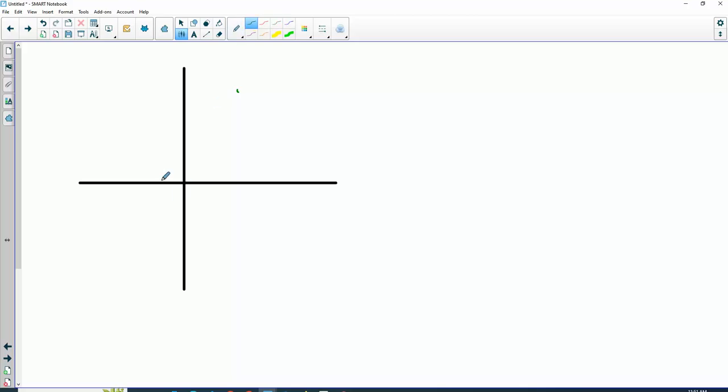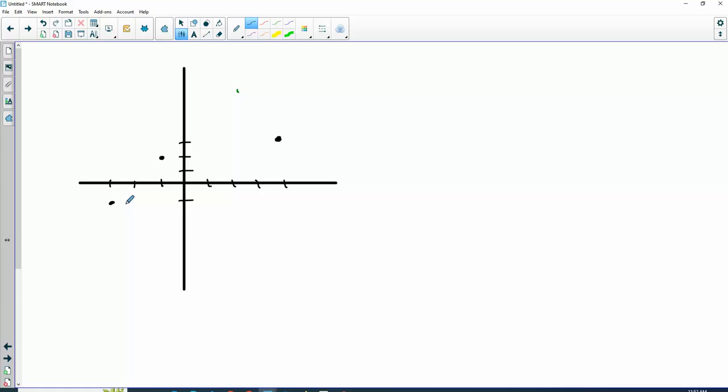-1, +2. Means you go left 1 and up 2. Does everyone remember plotting points previously? 4, 3. Means you go right 4 and up 3. Okay, we always do left and right first. Second point gets us up and down. -3, -1.